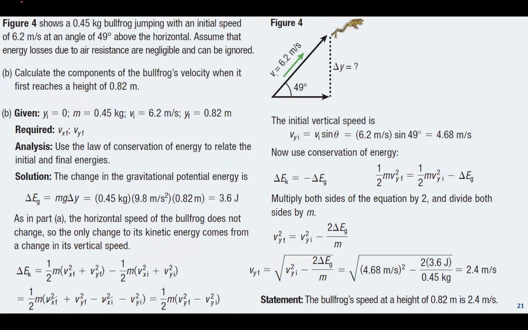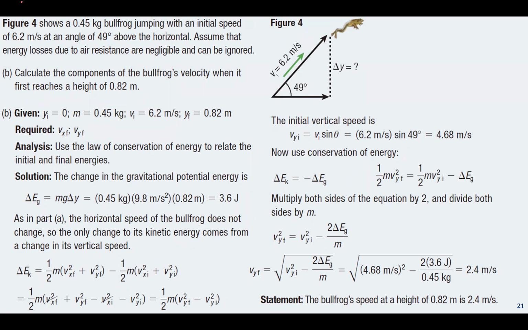All right, if no questions, let's have a look at question B. The change in gravitational potential energy is delta Eg equals mg delta y, right? And we know all the values here, so delta Eg is 3.6 joules.